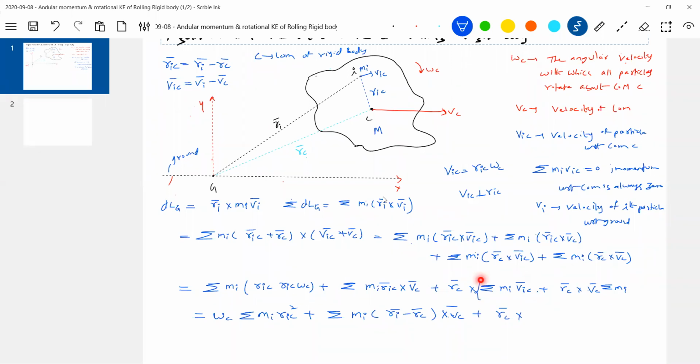I'll put it in brackets so that it will flash for you, like what I did as a replacement. Momentum with respect to center of mass must always be 0. Then afterwards, this should be RC bar. Now, what should be the summation of Mi? Summation of Mi should be equal to M, no?